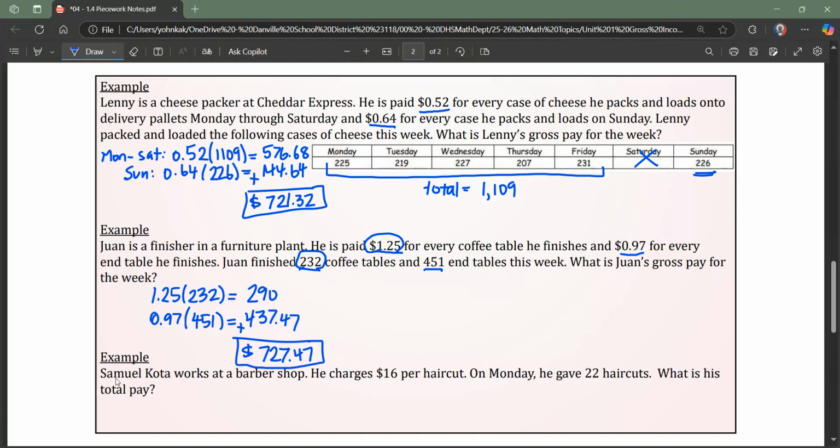All right, last example on this page, Samuel Cota works at a barber shop. He charges $16 per haircut. On Monday, he gave 22 haircuts. What is his total pay? So this is piecework pay. You're performing a service at $16 per haircut, and he's performing 22 haircuts. So $16 a haircut times 22 haircuts is $352. All right, let's go on to the next page.